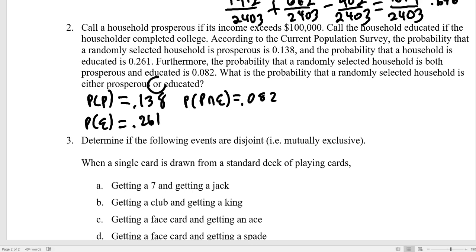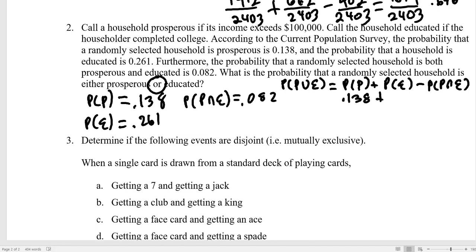What is the probability that you are either prosperous or educated? What's the key word here? To get the probability of prosperous or educated, we are going to add the probability of prosperous plus the probability of educated minus the overlap. So 0.399 minus 0.082. I got 0.317.